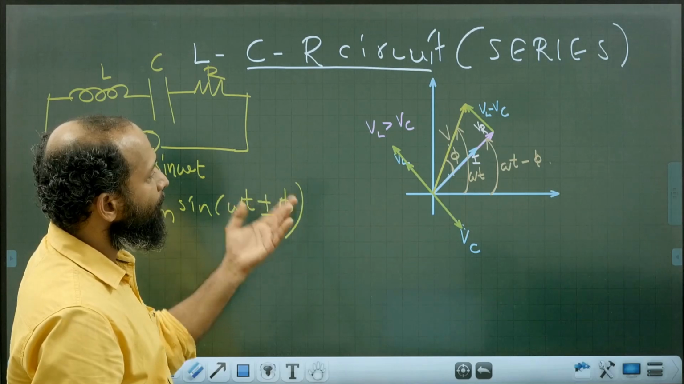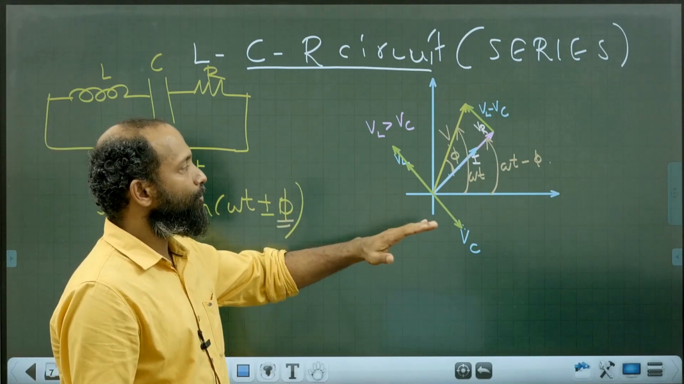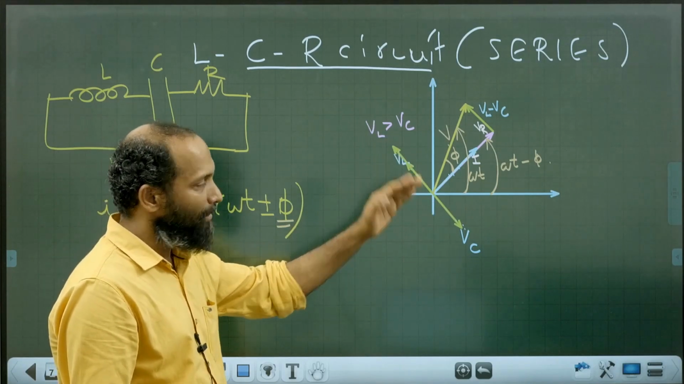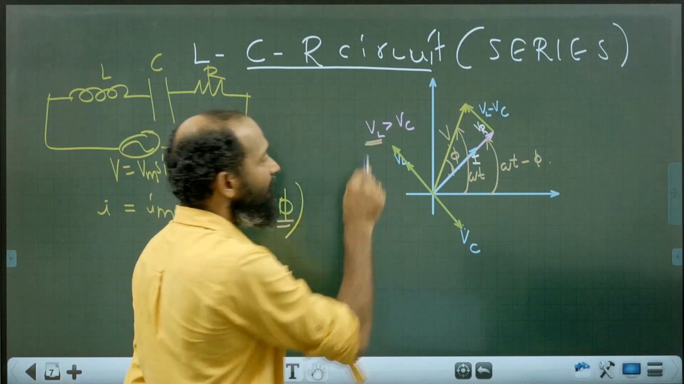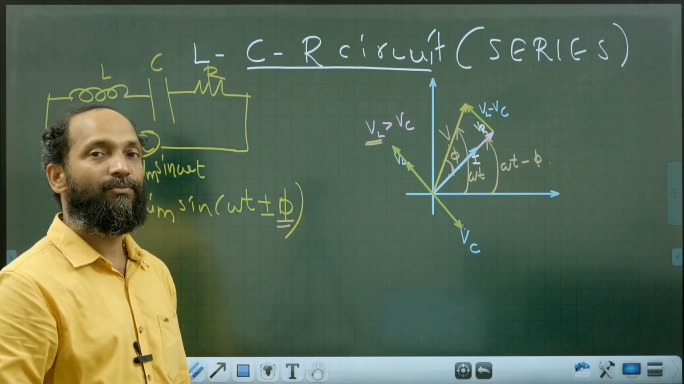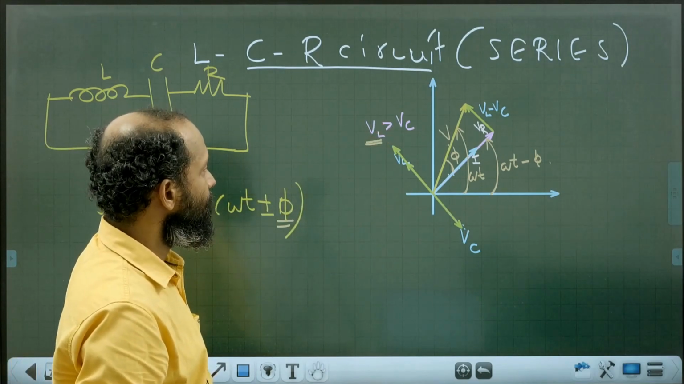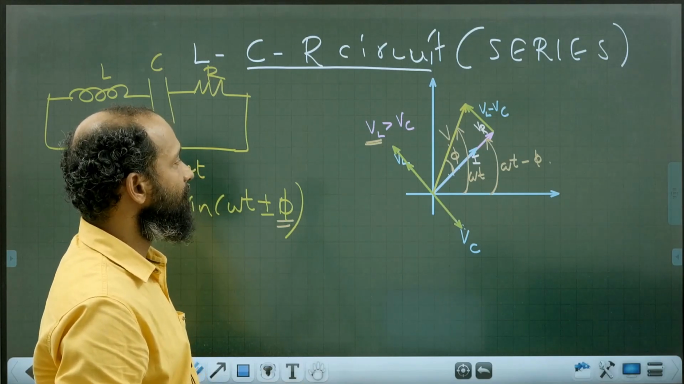Current turns through an angle omega t minus phi. Voltage turns through an angle omega t in T seconds, current turns through an angle omega t minus phi. Current is lagging, then VL is greater than VC. When VL is greater than VC, only current is lagging. So this is the series LCR circuit phasor diagram. Is it clear?